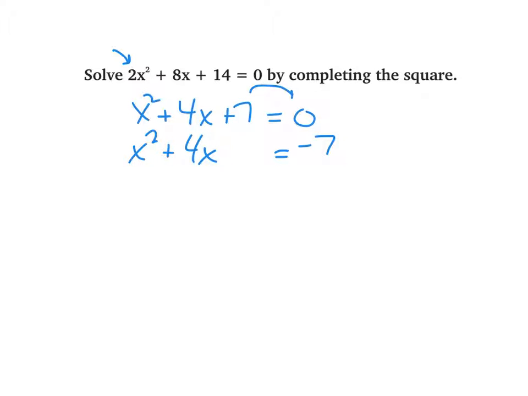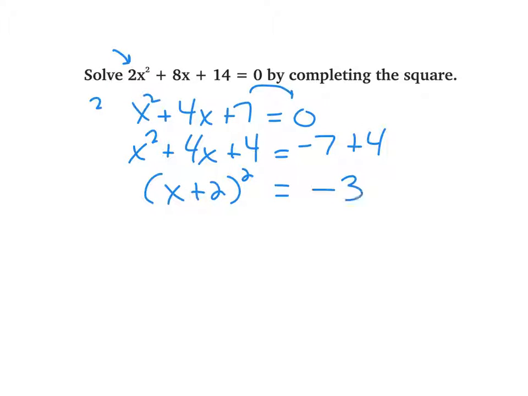Half the middle, square it, add it to both sides. Half of 4 is 2. 2 squared is 4. Add it to this side, add it to that side, add it to both sides. And when you do that, all of a sudden, this left-hand side, you can now write it like a binomial. You can write a binomial squared.